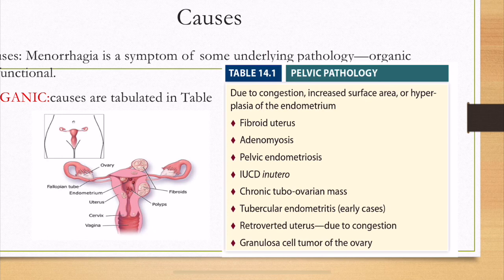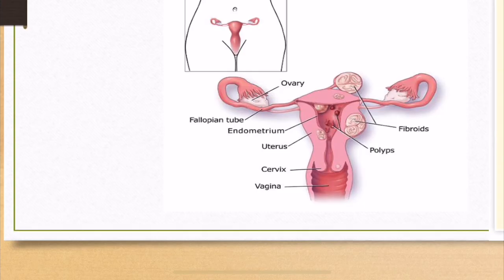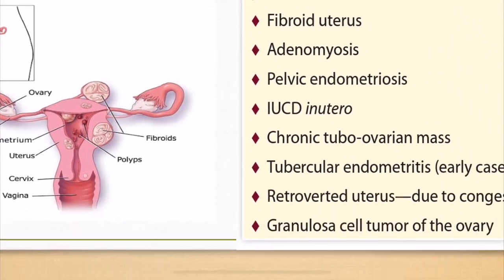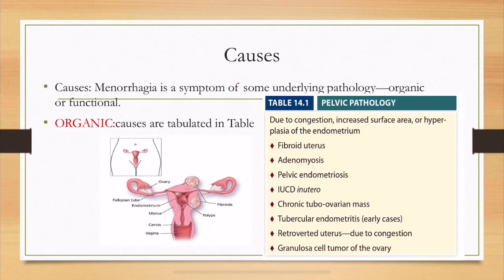Granulosa cell tumor of ovary. What is granulosa cell tumor of ovary? It is a tumor originating from the sex cord or the stromal cells of the ovary. You can see the ovary. The tumor originating from the stromal cells of the ovary is known as granulosa cell tumor.